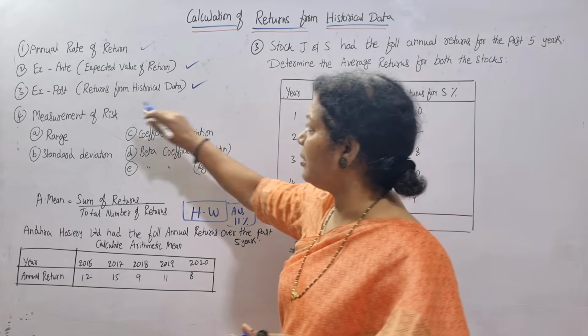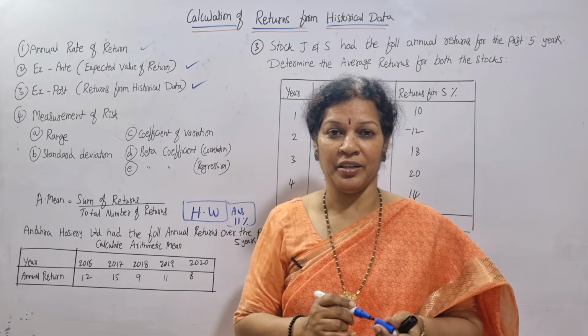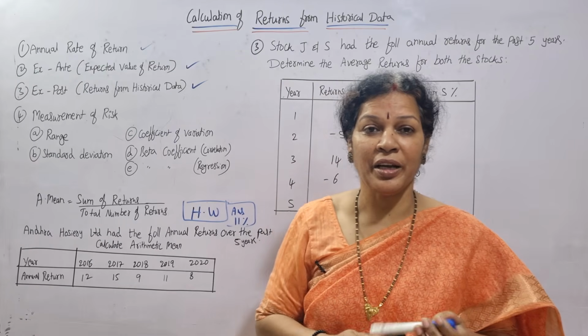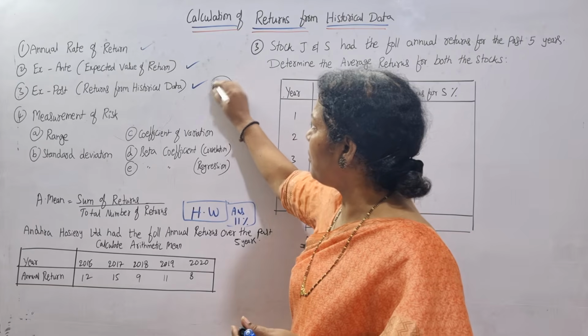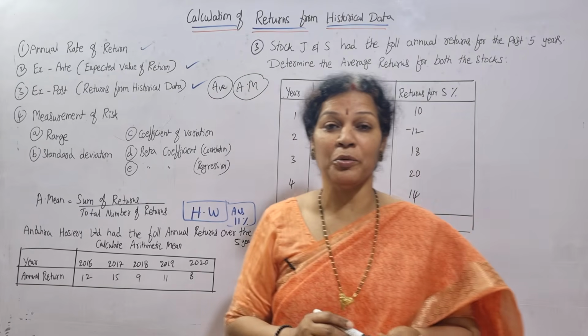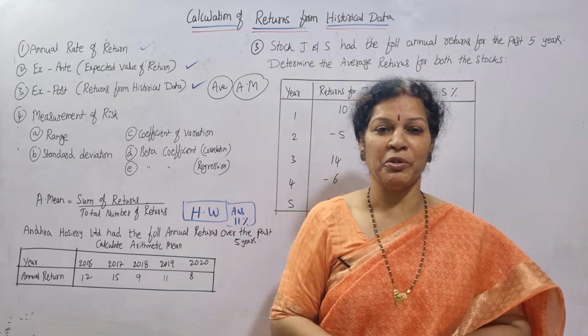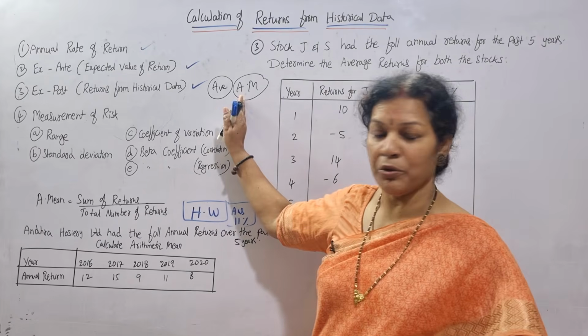This will cover the returns we are calculating from the historical data. You are going to calculate this by using the average, or you can say arithmetic mean. Remember, arithmetic mean is the total divided by the number of observations. Arithmetic mean, you got it. That is the same thing we are going to follow.